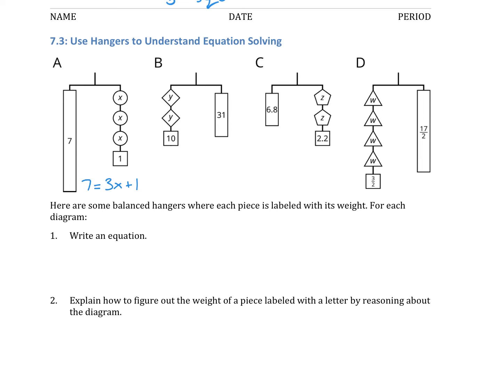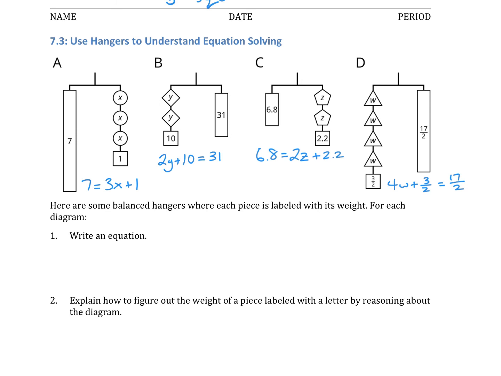For B, on the left side, I have 2 y's and a 10. My equal sign is for the middle of the hanger. On the right side, I have a 31. For C, left side is a 6.8 equals, and I have 2 z's plus 2.2. Last but not least, I have 4w plus 3 over 2 equals 17 over 2.